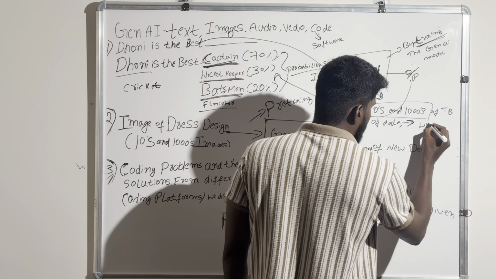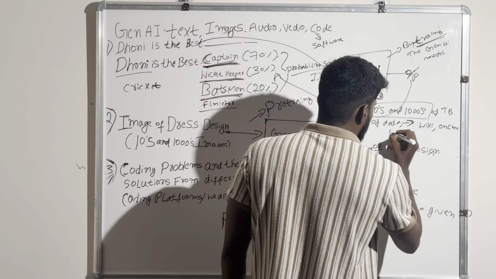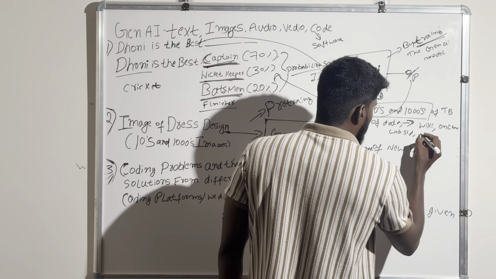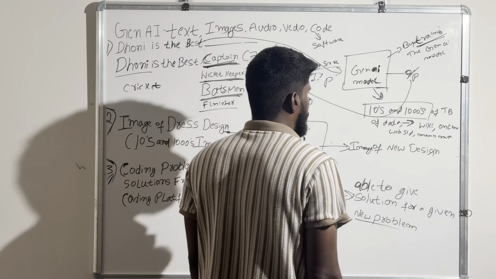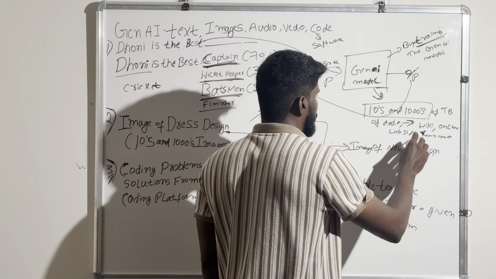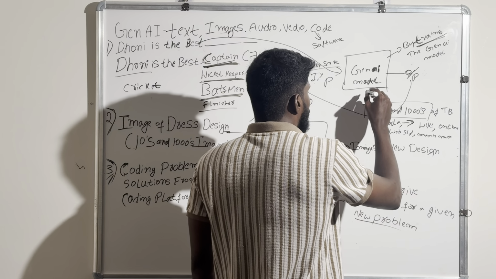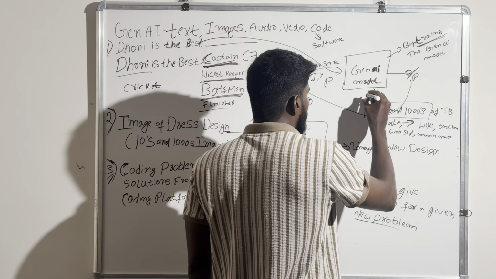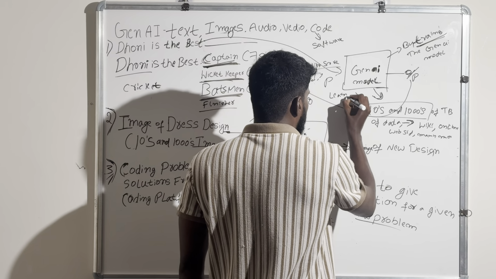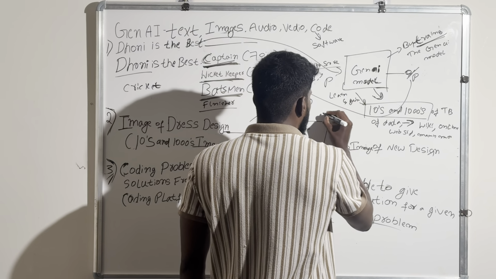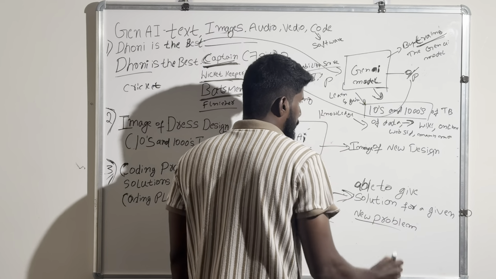The source can be Wikipedia, online websites, and many more. All this data, tens of thousands of TBs from different sources, is fed into the generative AI model during the pre-training stage. During that training phase, it will learn and gain knowledge about the outside world.